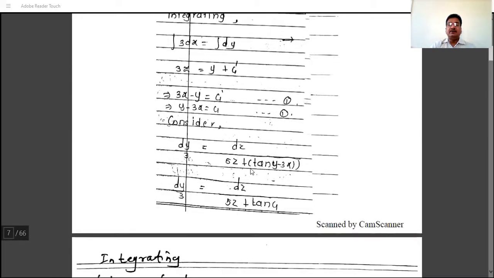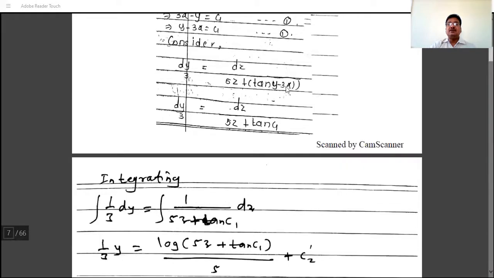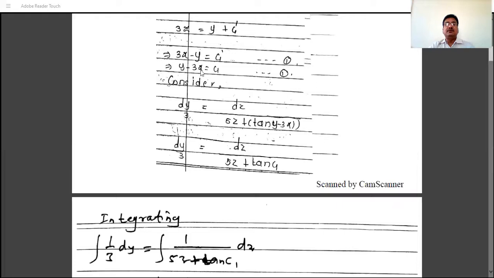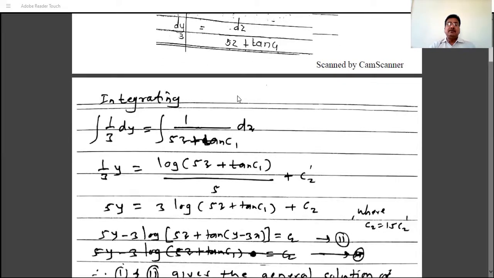dy by 3 is equal to dz divided by 5z plus tan(y minus 3x), and then substitute y minus 3x as c1. So then what happened, we have dy by 3 equals dz by 5z plus tan c1. So this is now in two variables y and z. So the variable x cancels because of this substitution, y minus 3x is equal to c1. And this is in the variable separable form. So integrating both sides, integration of 1 by 3 dy, integration of 1 by 5z plus tan c1.